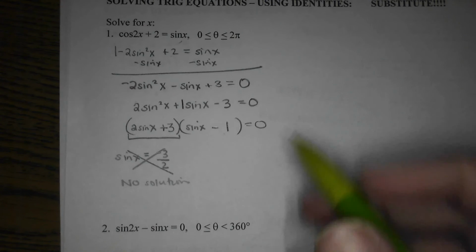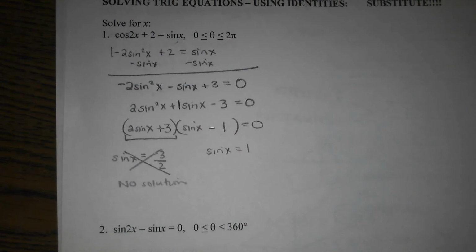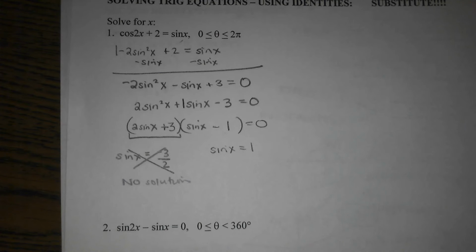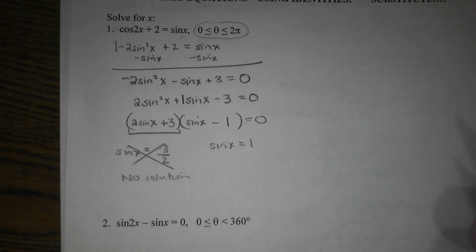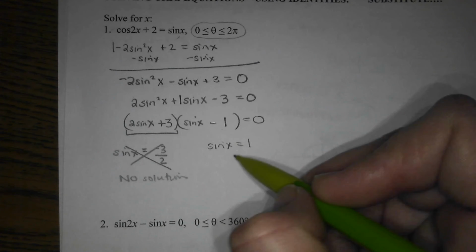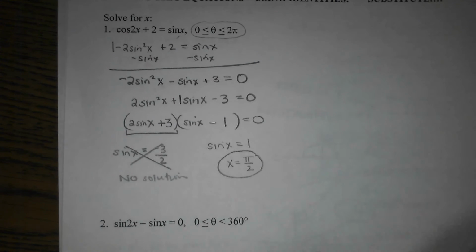On the second one, sine of x equals 1. So if you use the unit circle, which I still have up there, sine is your y coordinate. When is your y coordinate 1? At what angle? 90 degrees, but this is in radians, so pi over 2. And that's the only time, right? So x equals pi over 2. And that's your only answer.